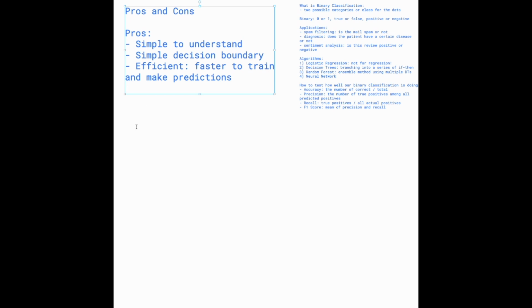There are also a bunch of applications for this. As we talked about here, there are just a bunch of applications for binary classification. There are also clear evaluation metrics, which are what we talked about here. In other words, we can check how well our model's doing very quickly and clearly.